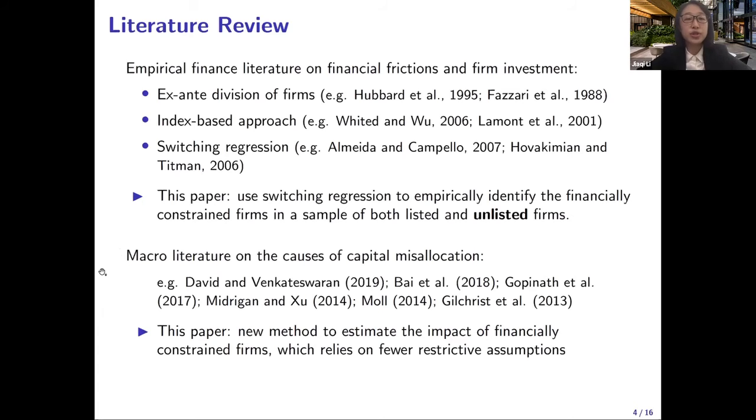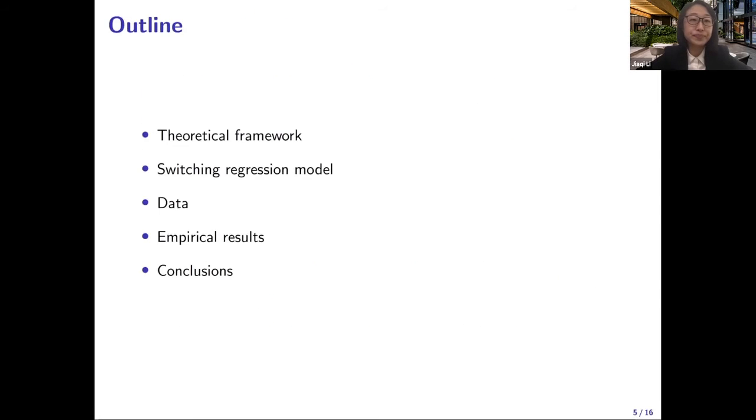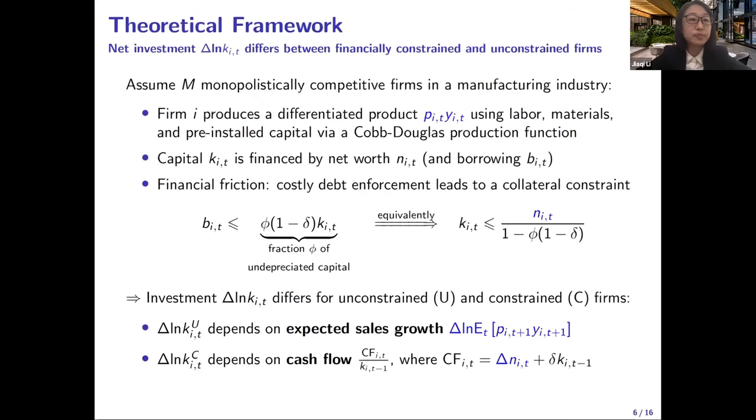And the existing macro literature on capital misallocation tends to rely on structural models. So the impact of financial frictions is implied by either the estimated parameters or the quantitative predictions from the model. This paper provides a new empirical method to estimate the impact of financially constrained firms on capital misallocation measured by the dispersion of MRPK, and this method relies on fewer restrictive assumptions. So I'll briefly talk about the theoretical framework, the switching regression model, which is based on this theoretical framework. And then I'll talk about the data, some empirical results, and finally I will conclude.